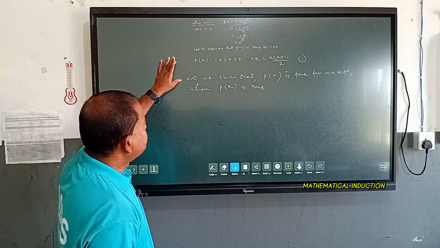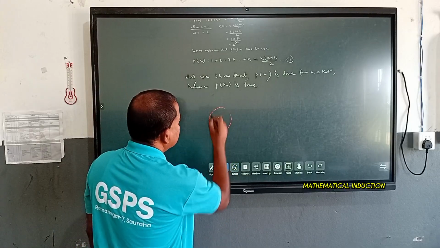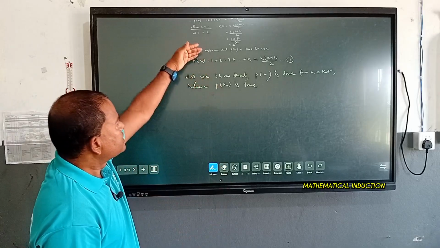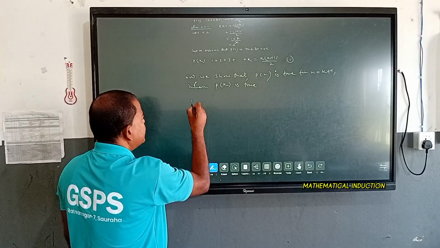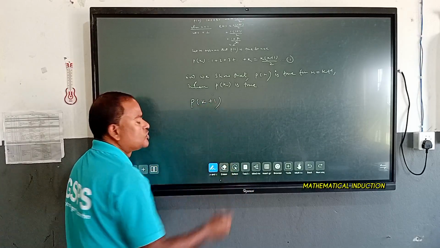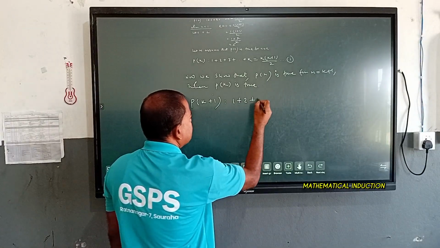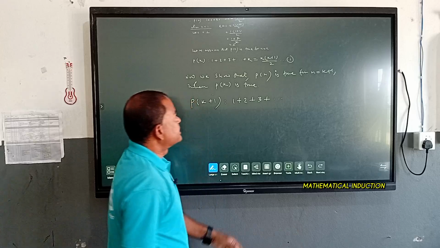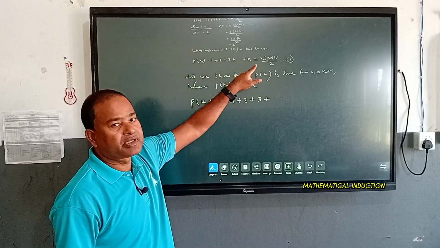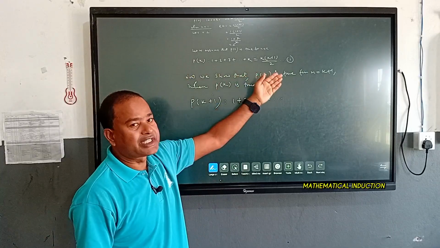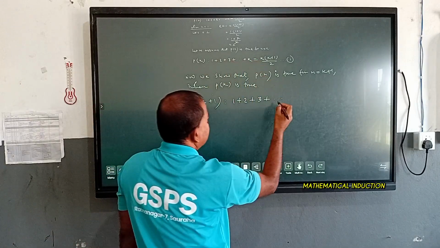Dear students, now we are going to prove that the given statement is true when we take the value of n equals k plus 1. So dear students, at first we write down the terms from 1 to k, because we already know that the given statement is true up to the kth term. So we just copy up to the kth term.